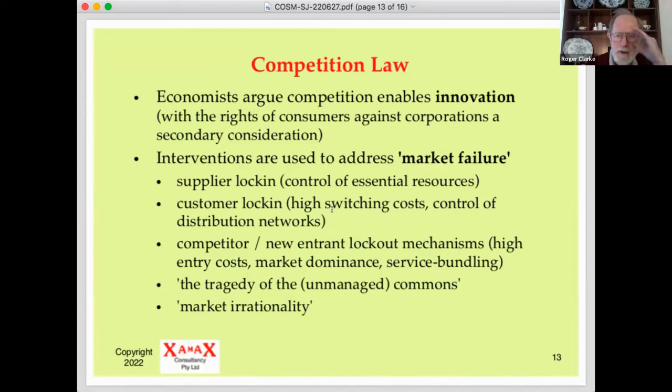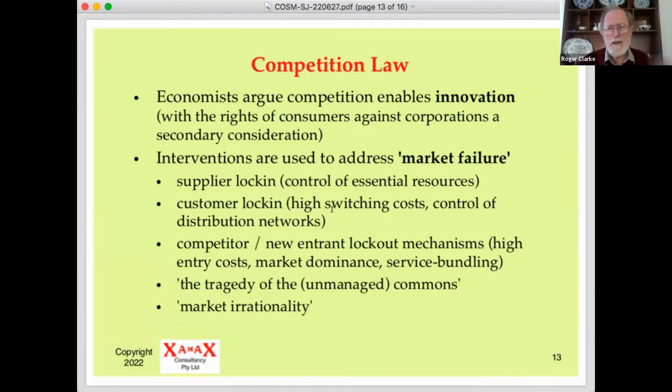Up until now, we're really talking about fairly classical economics, but more recent economics talks in terms of the tragedy of the commons, which should be reinterpreted as the tragedy of a commons that is unmanaged. And there's also from Stiglitz, again, an economist, but an alternative economist, arguing that there are various kinds of market irrationality. I've mentioned hedonism as one element of market irrationality, which may need to be confronted as well.